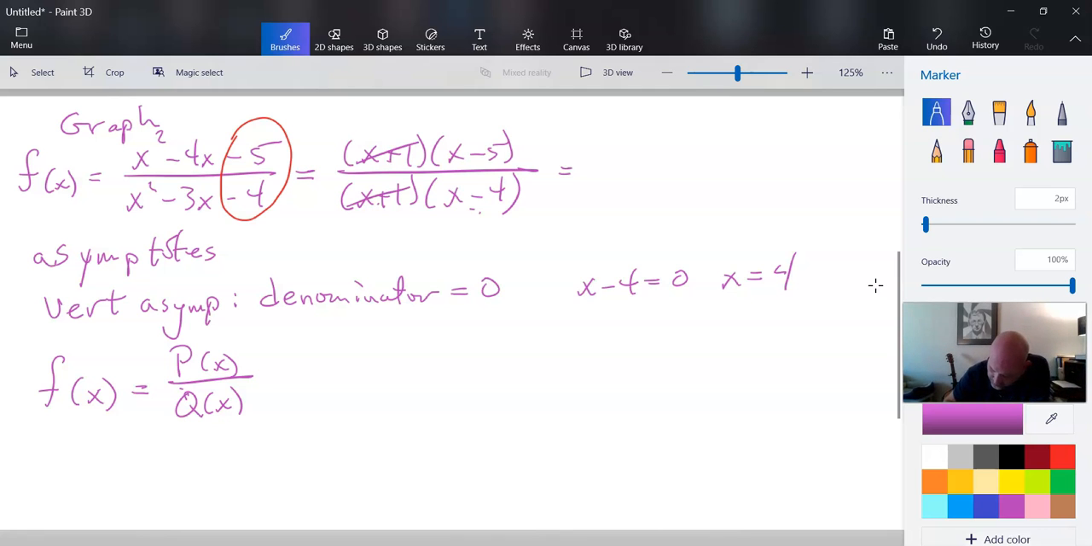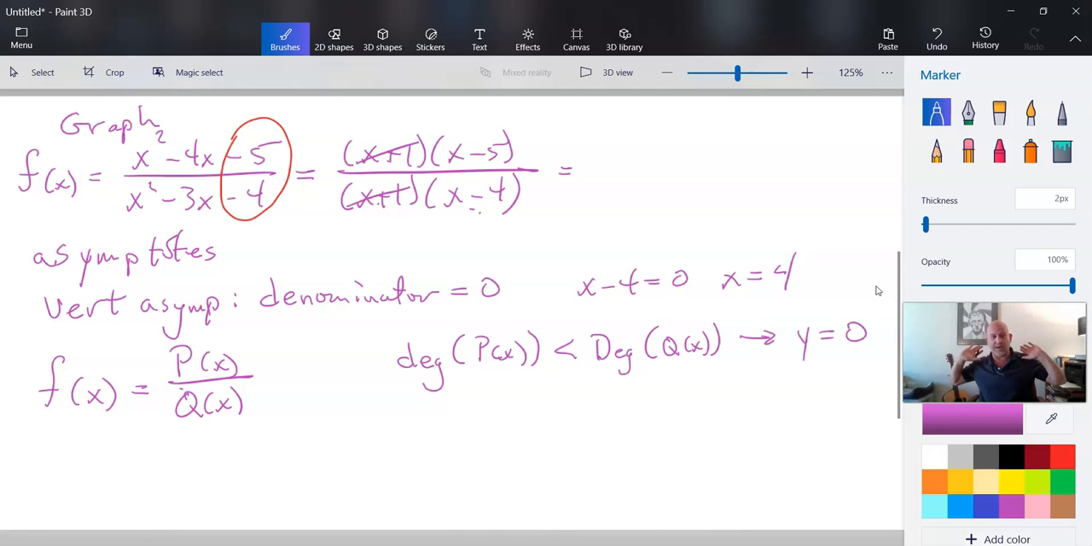If the degree of p of x is less than the degree of q of x, so the degree of the numerator is smaller than the degree of the denominator, the horizontal asymptote is y equals 0. It's the x-axis, period, no matter what. That's not what's happening here, though.